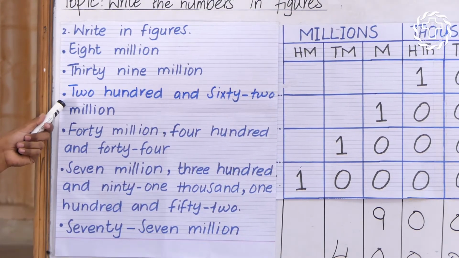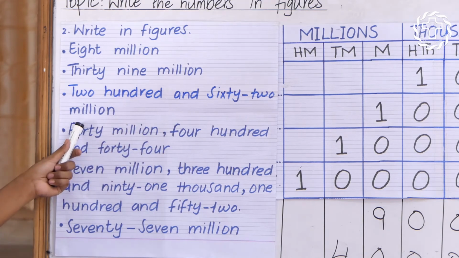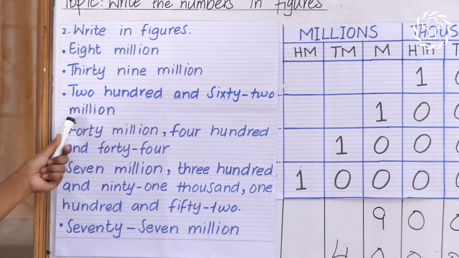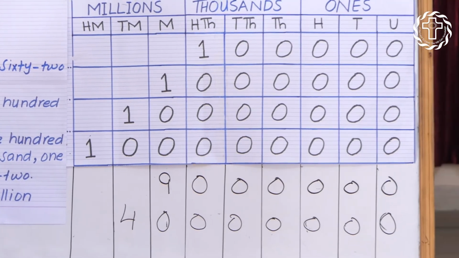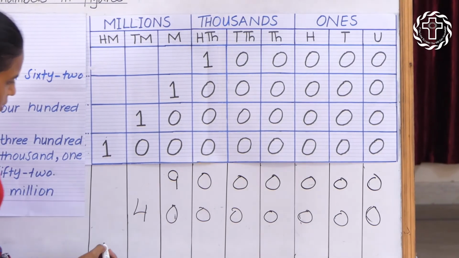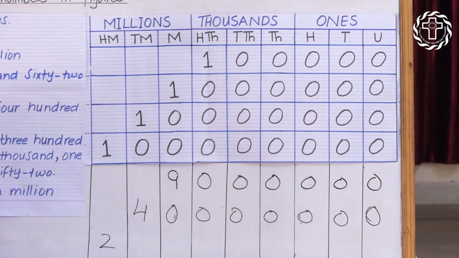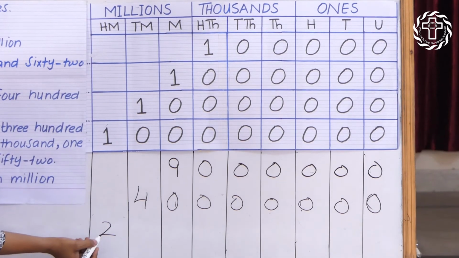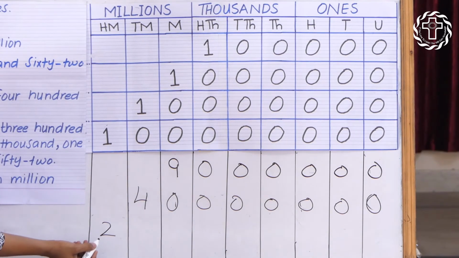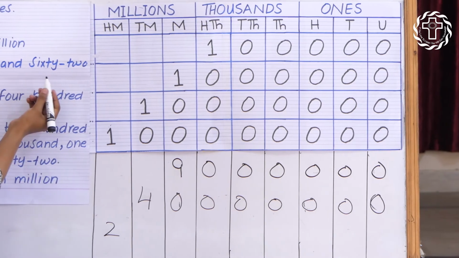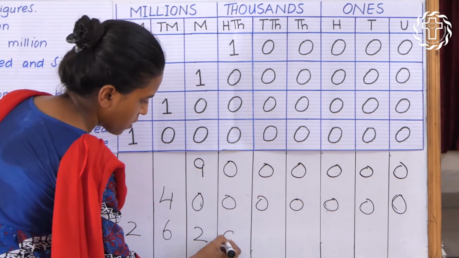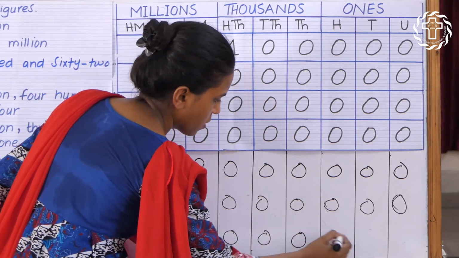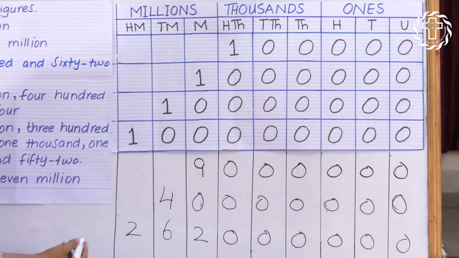The other is 262 million. How can we write this in figures? We will write 262 million in figures like 200. This is the column of 100 million. So we will write 2 in the 100 million column. 262 million. This is 262 million.